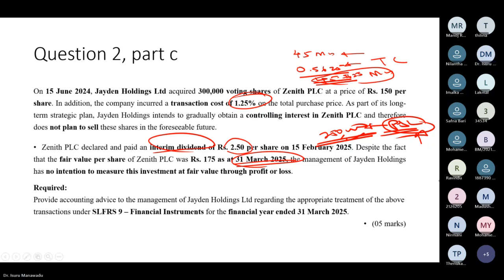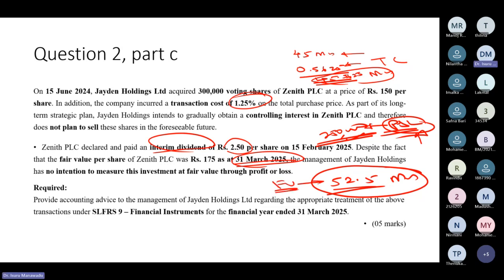Then it increased to 52.5, right? Million. 52.5. So this is the new fair value. So the fair value of the investment is 52.5. So you need to update up to this point. Then any change should be charged to OCI.